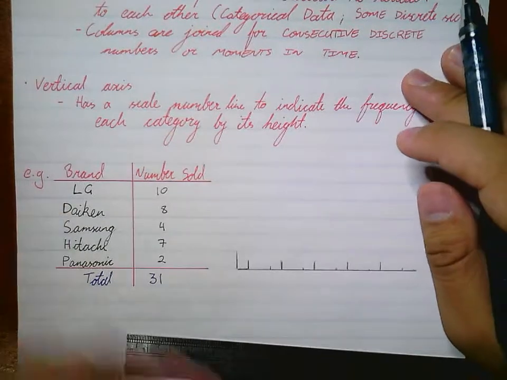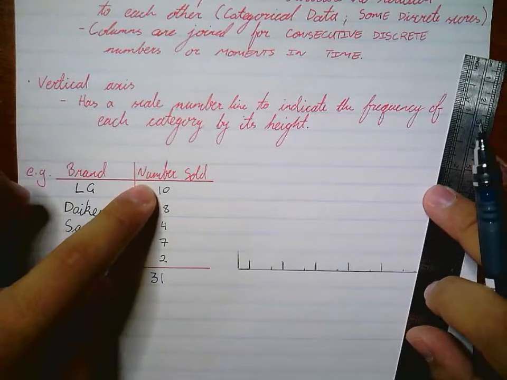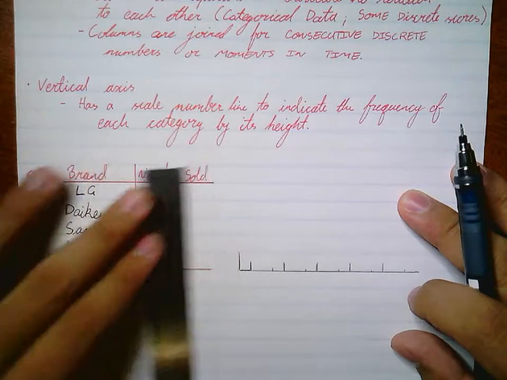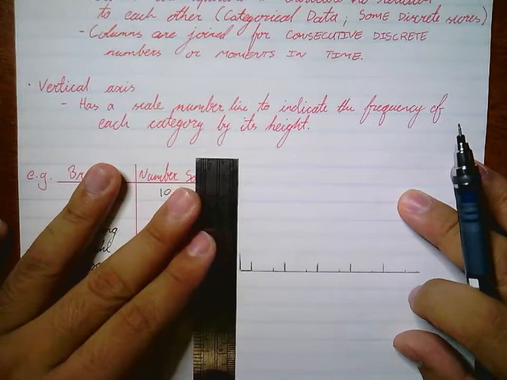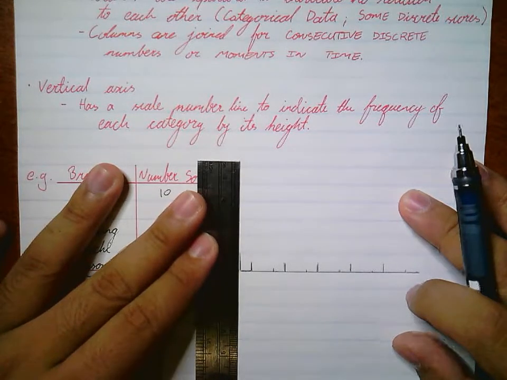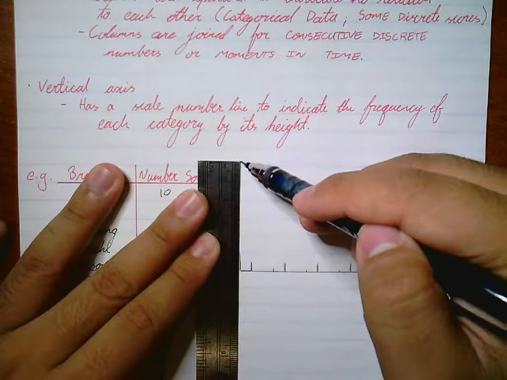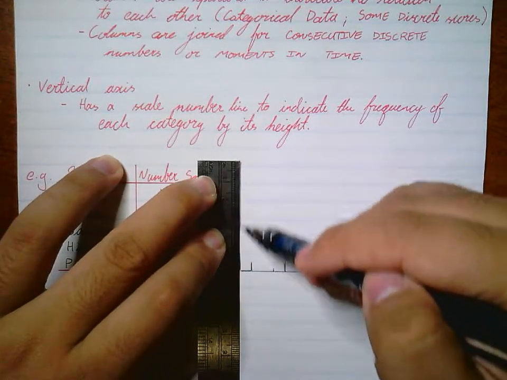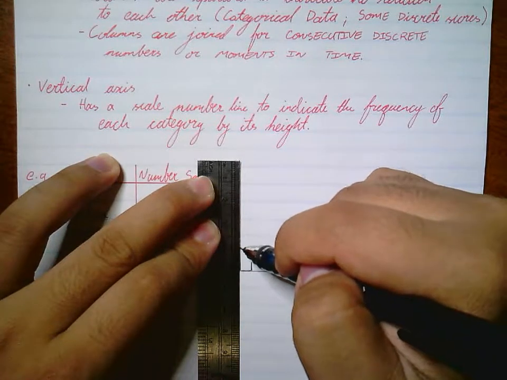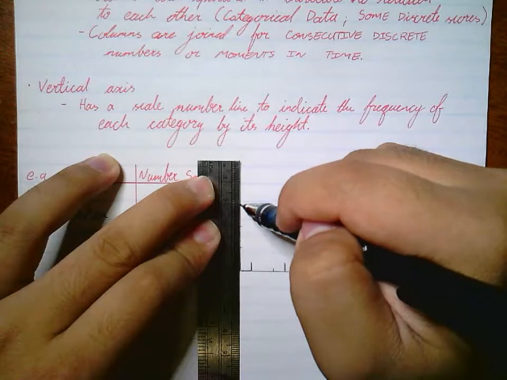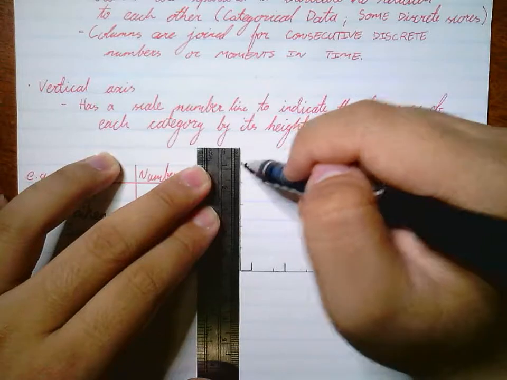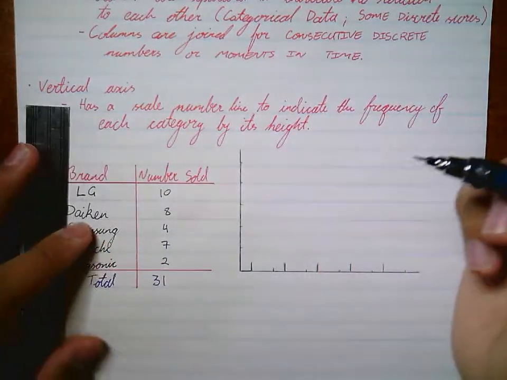Now, since this goes up to as high as 10, since it's a nice even number of 10, I'm going to go up by 2's. Here we are. Going up by 2, so I'm going to mark it. Every centimeter is going to be 2: 2, 4, 6, 8, 10, just to make it neat. I'll extend it just a bit further.